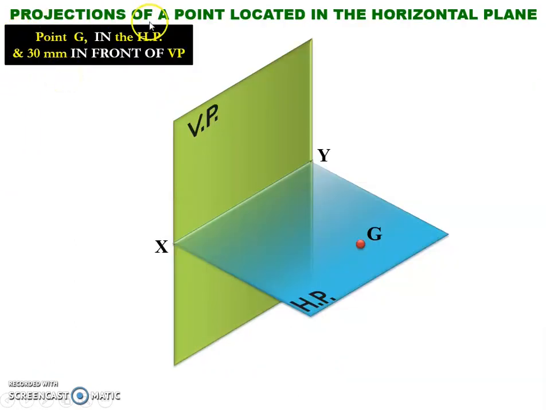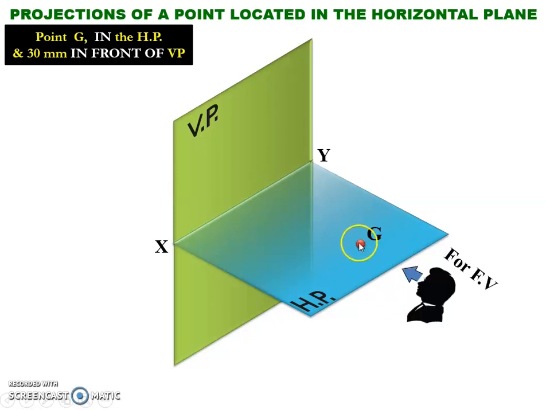Now let us find the solution for the given problem. Point G is in the horizontal plane and 30 mm in front of the vertical plane. The pictorial representation of the diagram is shown here. We can find the location of point G which is on the horizontal plane, and it is also located certain distance in front of the vertical plane.